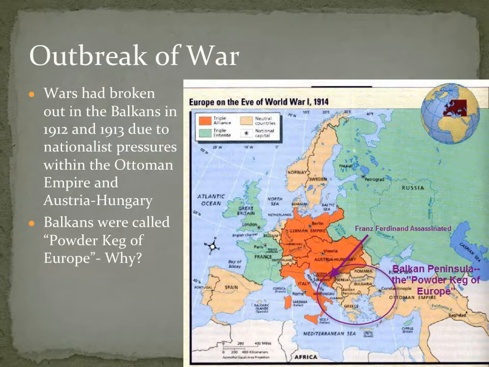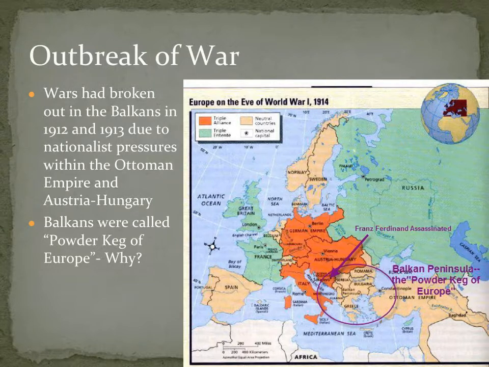All right, so what exactly led to the outbreak of war? So we're going to do the chain reaction of events that started World War I. The region that's important to understand for the start of World War I is the Balkans, which is circled on this map. So the Balkan Peninsula had been a place where there had been war in 1912 and 1913 due to nationalist pressures within the Ottoman Empire and Austria-Hungary.